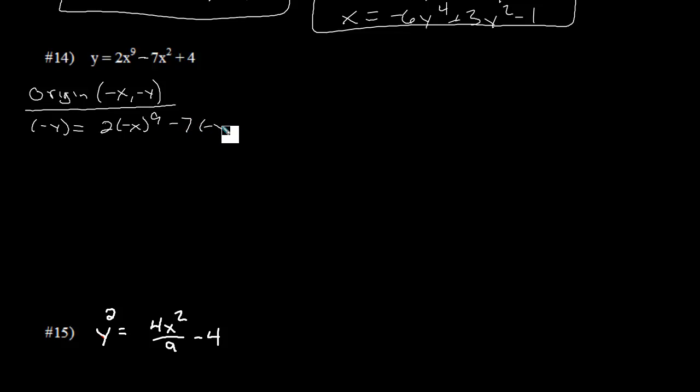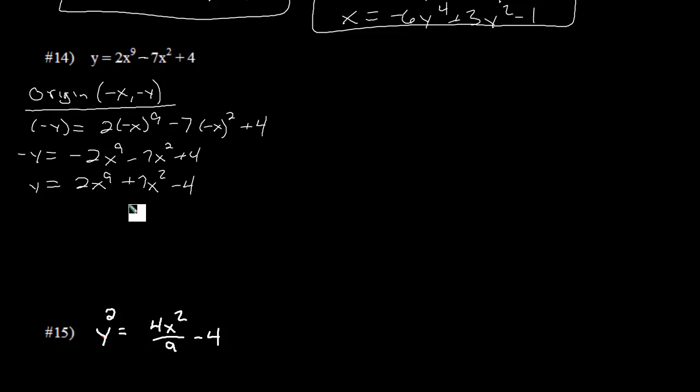You got to be careful when you do this that you do order of operations correct. Exponents before multiplication. Negative x to the ninth is going to be negative. Positive 2 times a negative is a negative. Negative x squared is going to be positive. Positive times a negative 7 is going to be negative. Get y by itself. Is that the same as the original? Absolutely not.